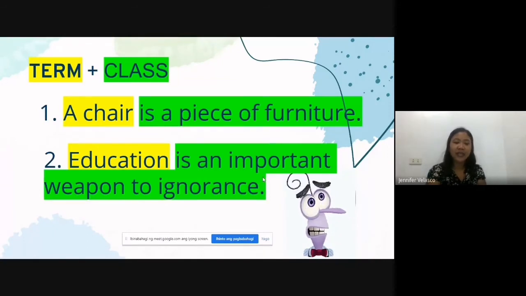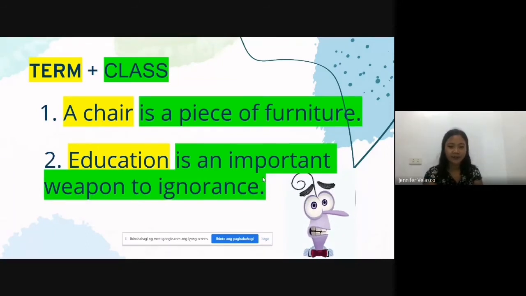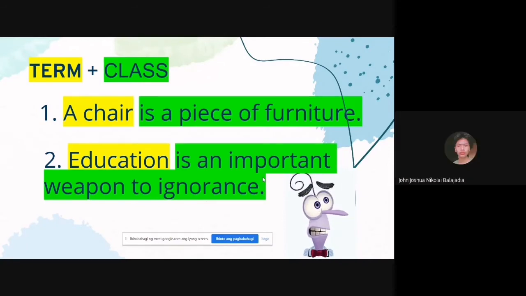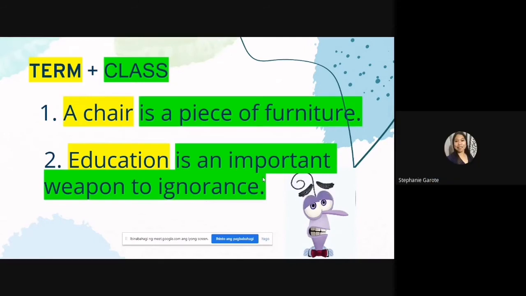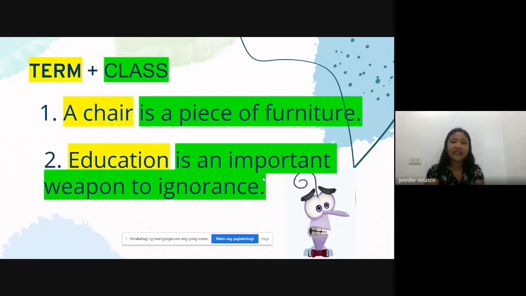Okay? We also have another example. Can you read it, Joshua? Education is an important weapon to ignorance. Okay. What's the term, Joshua? Education. Education, very good. And the class is the green colored one. Again, for the informal definition, you have the pattern term plus the class.